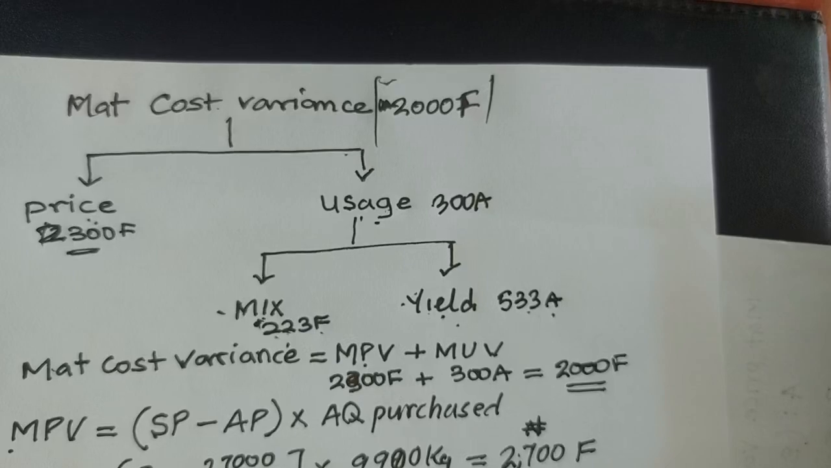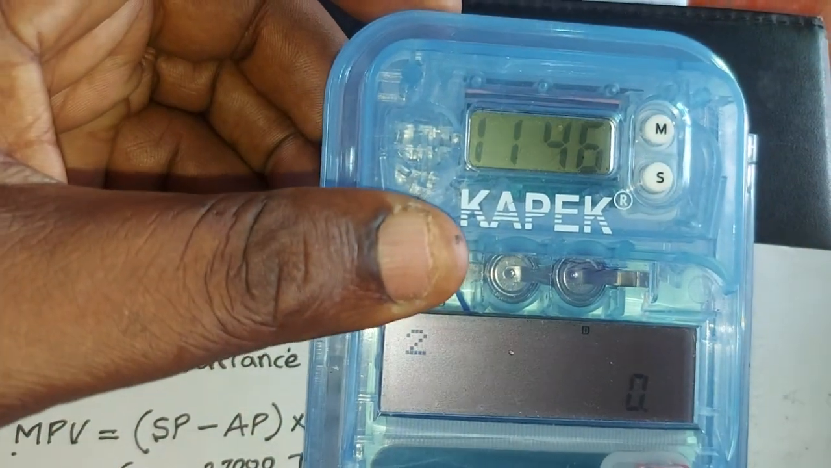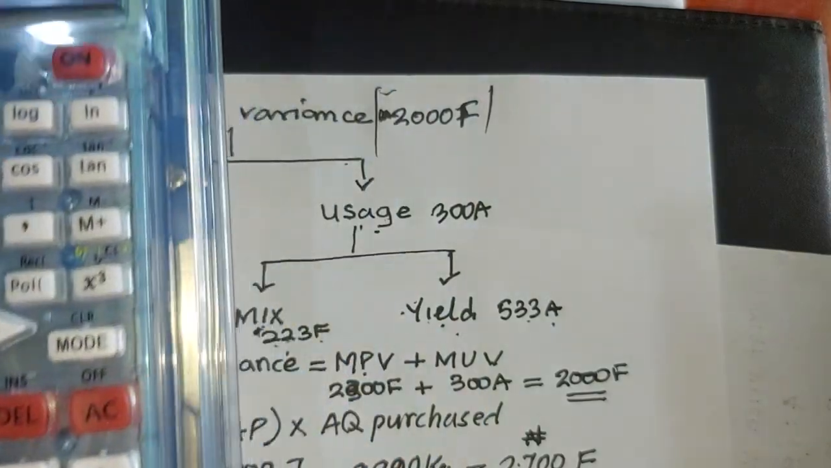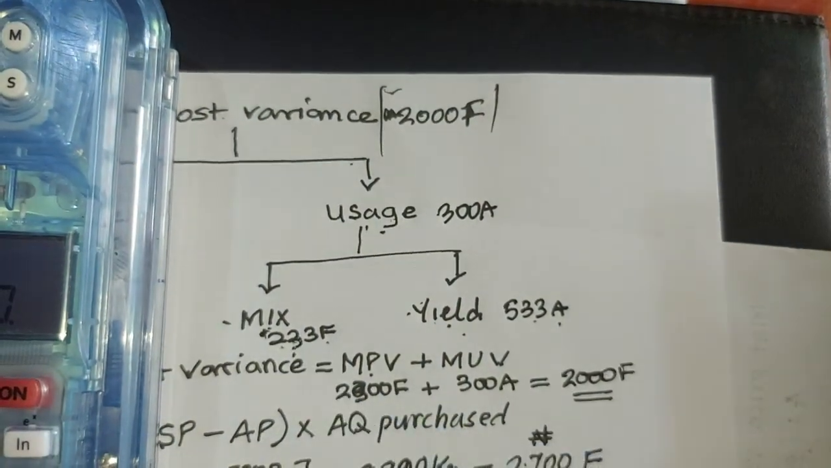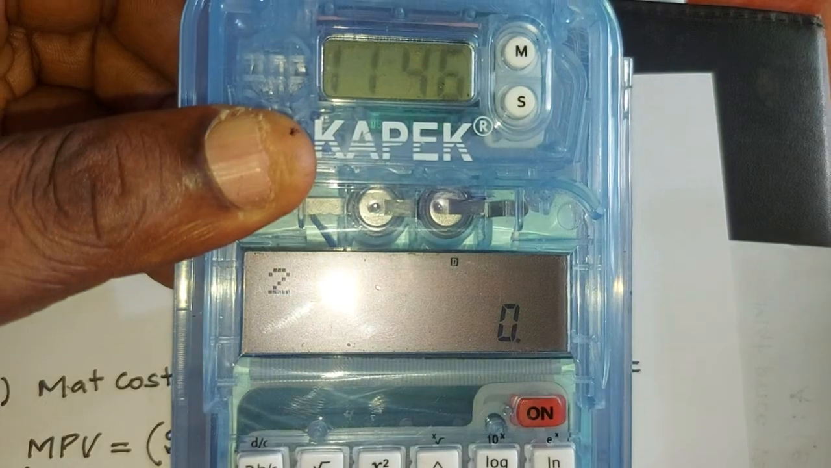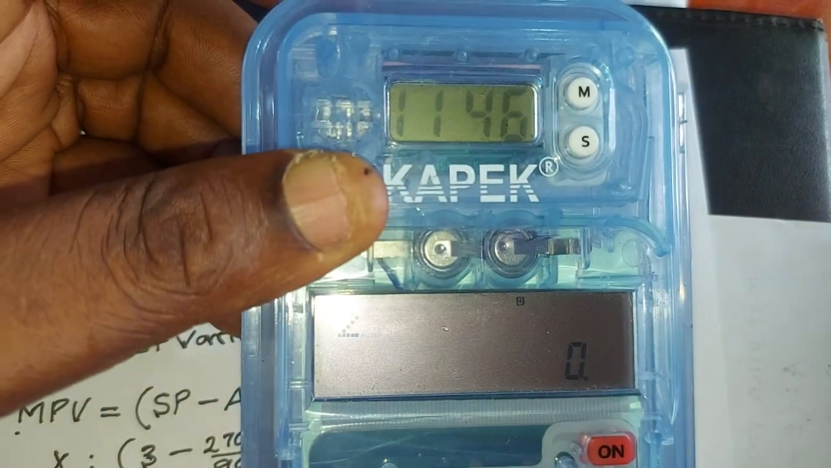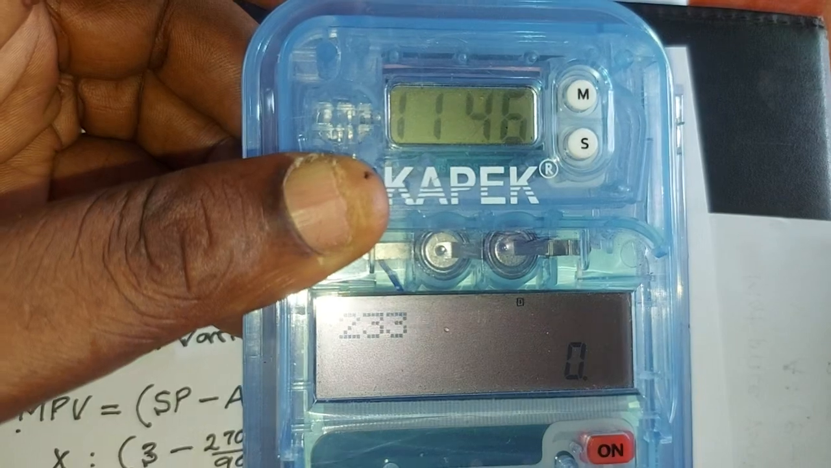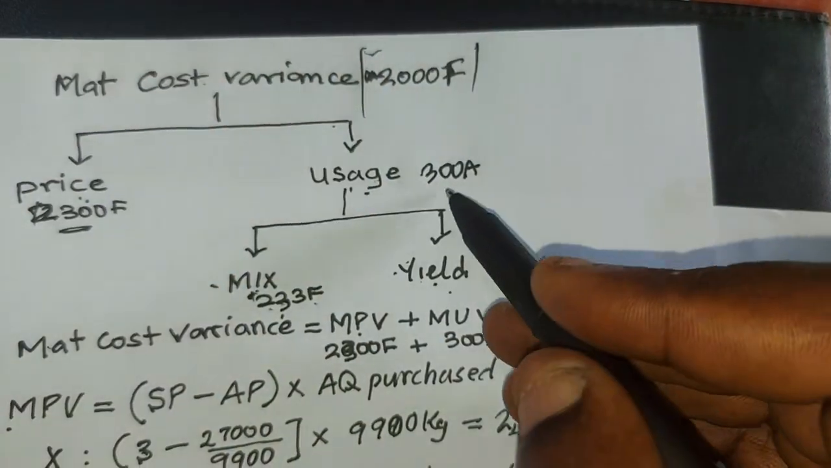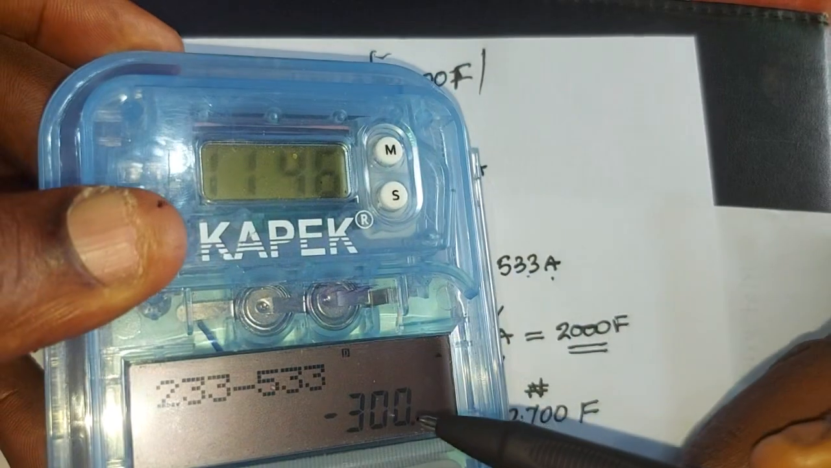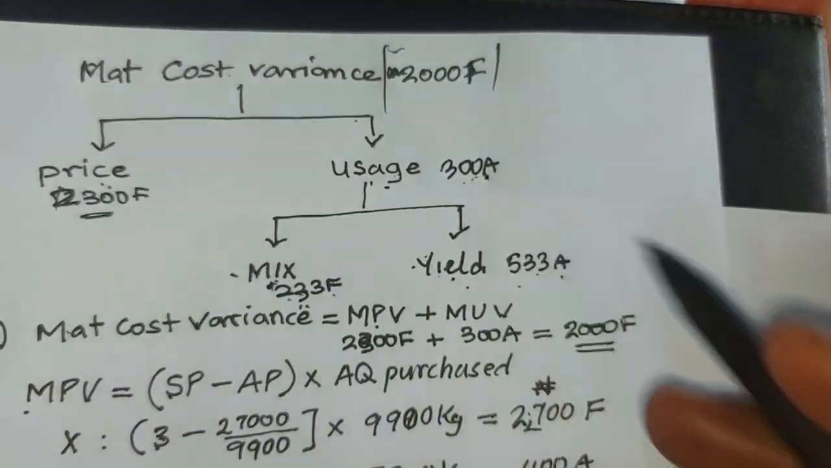Now I told you, if you add these two together, this is favorable, this is adverse. So let's see. When you have 233 minus 533, of course, which is usage, the usage is now 300 adverse. All right, so by the time you add these two together, it must give you this.